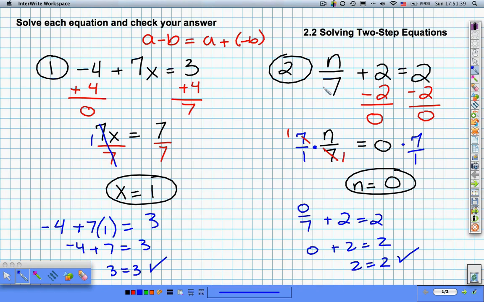So whichever you have, try to figure out what is your first step, and then your second step will be the step in which your variable actually gets isolated. Okay? Good luck.